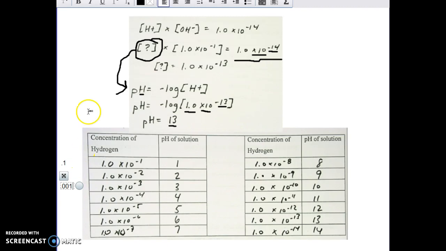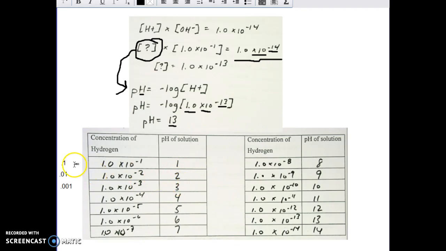0.001 is the concentration of 1.0 times 10 negative third. So look at the difference. The pH difference of one scale, 3 to 2, is still only a power of 10. But if we jump from 3 up to 1, that is a difference of 100. So a pH of 1 is 100 times more concentrated than a pH of 3. But in the pH scale, again, it's only a pH of 2.